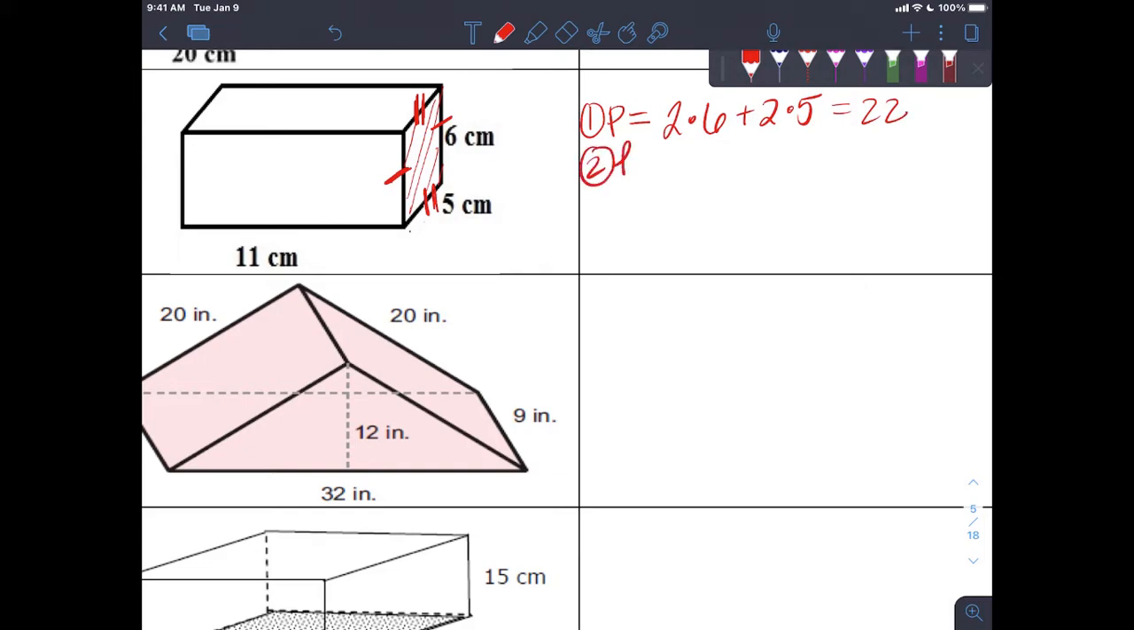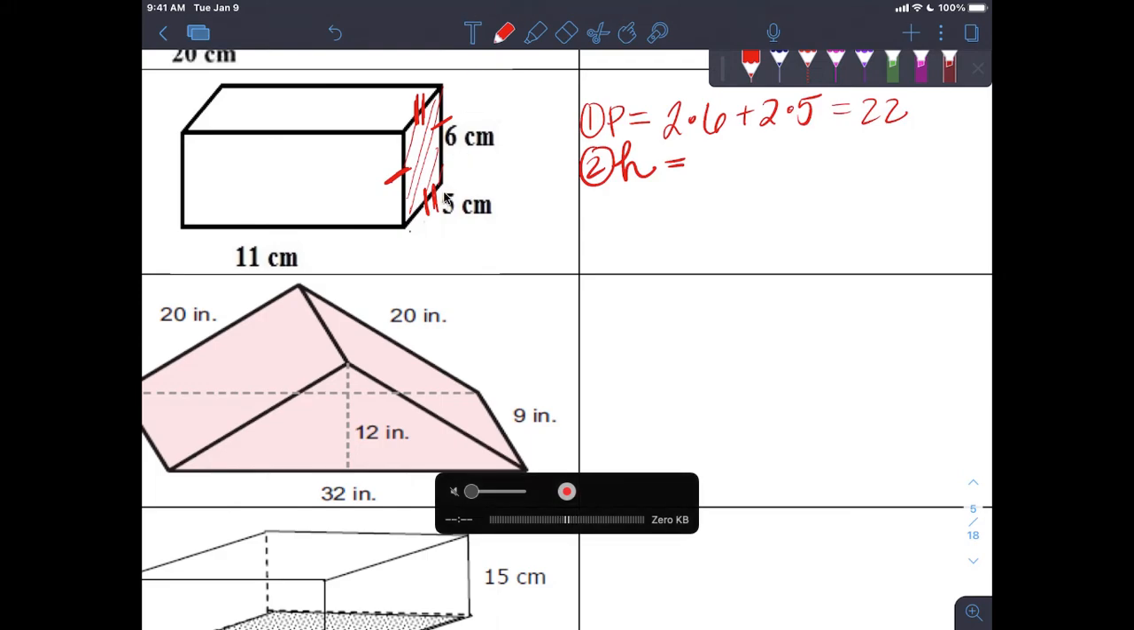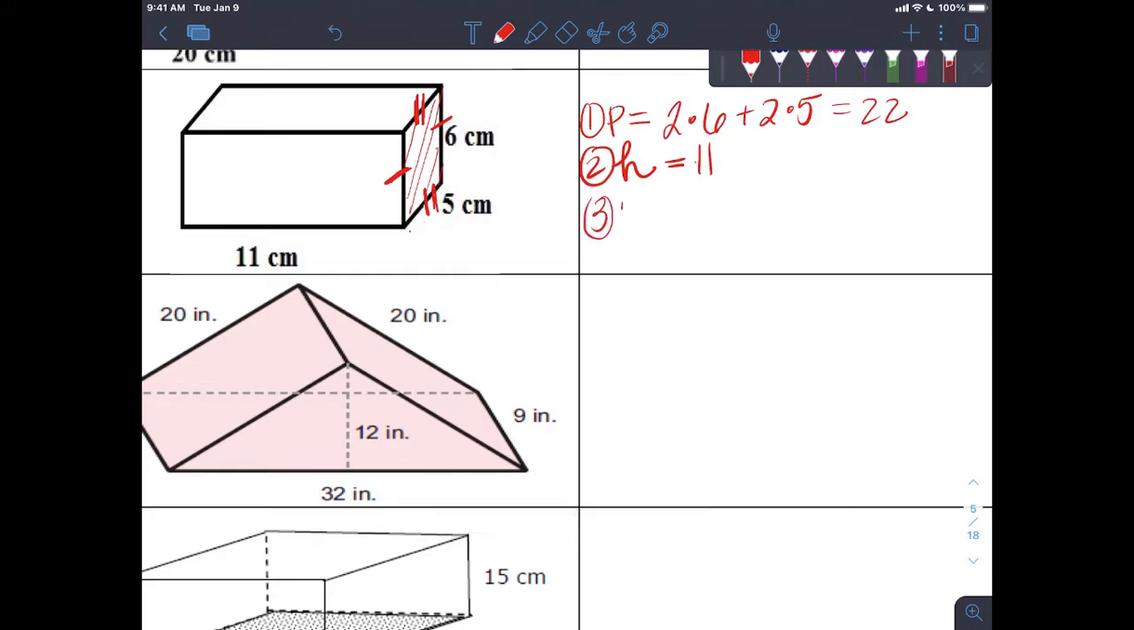Now I need to find how tall my object is. If here is my base, that means it's laying flat, and this is going to be my height, 11. Now I can find my lateral surface area. I just multiply those two numbers.